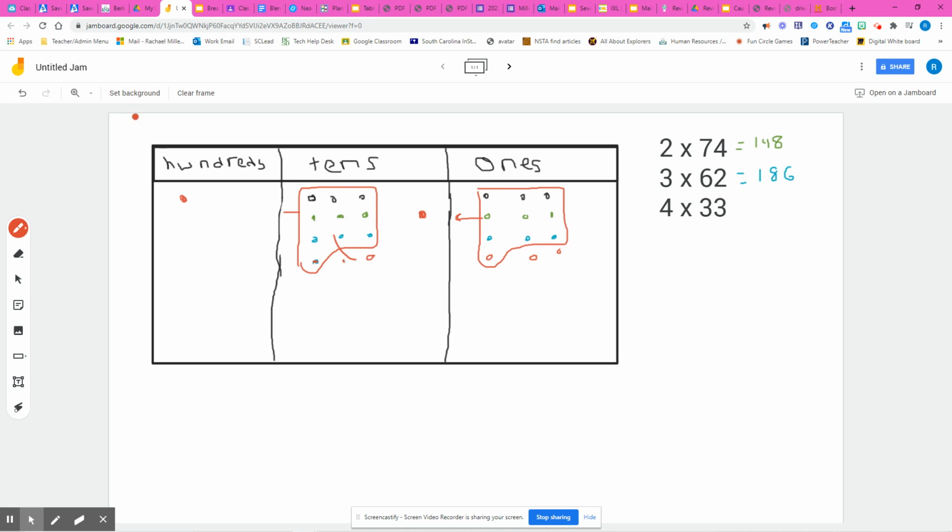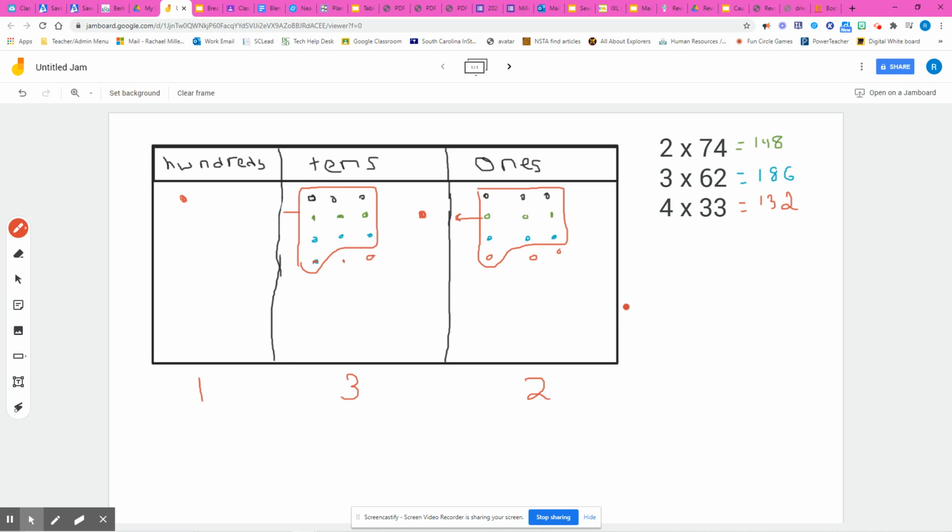So now, our total is 130, because we had to cash in the ones, 2. So 4 times 33 equals 132.